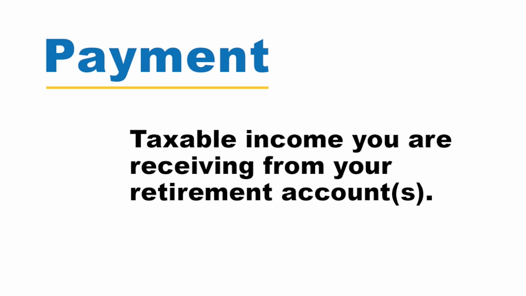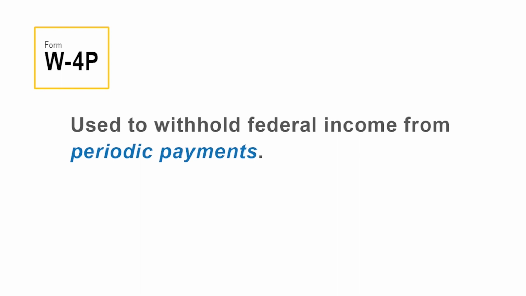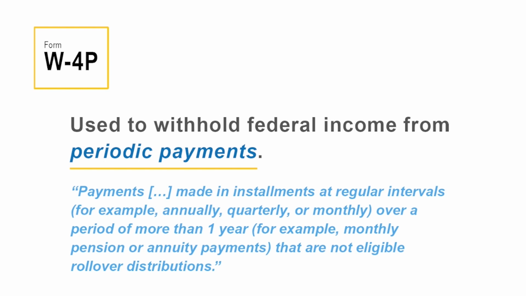In this context, the word payment refers to the taxable income you are receiving from your retirement account or accounts. As stated previously, Form W4P should be used to withhold federal income tax from periodic payments. The IRS defines periodic payments as payments made in installments at regular intervals, for example, annually, quarterly, or monthly, over a period of more than 1 year, for example, monthly pension or annuity payments, that are not eligible rollover distributions.